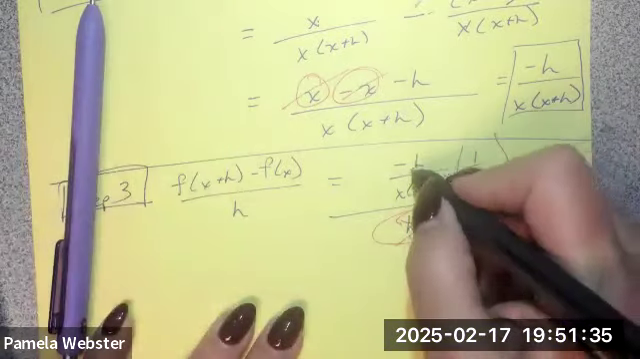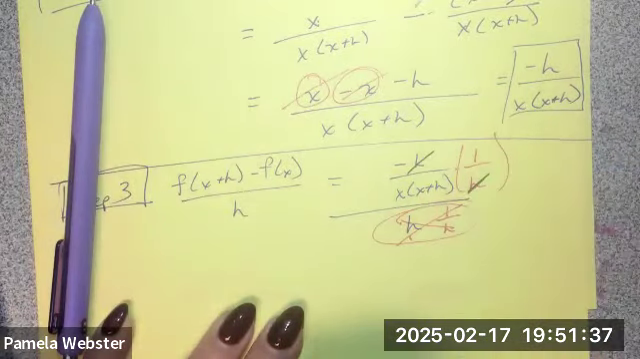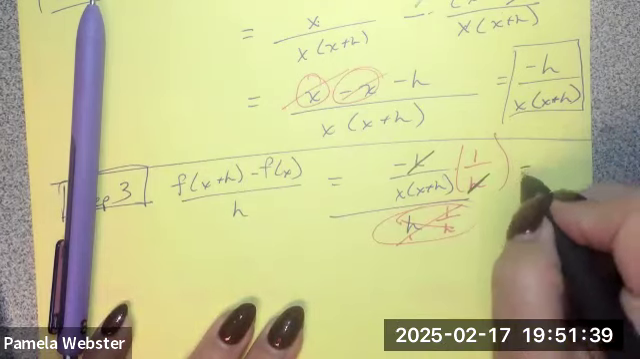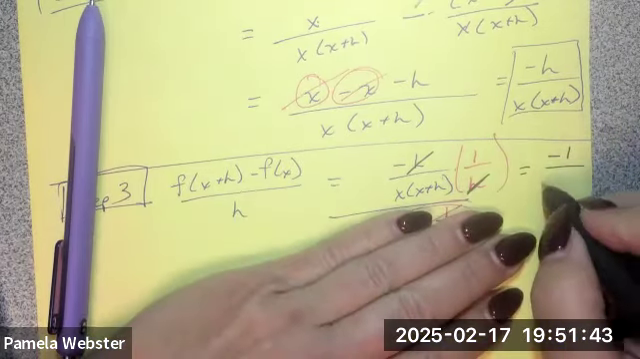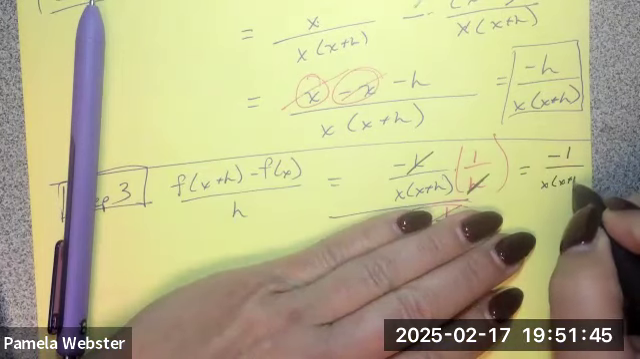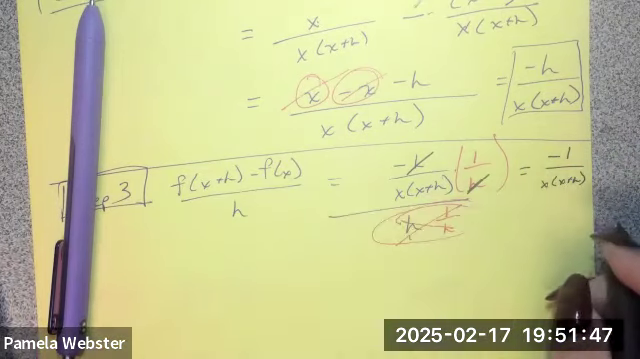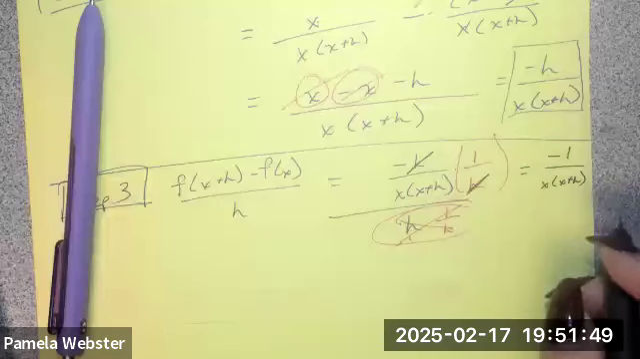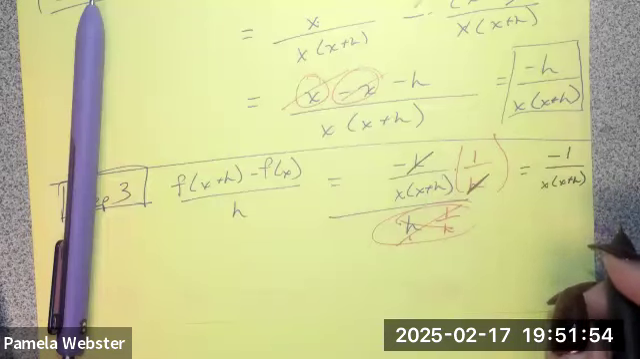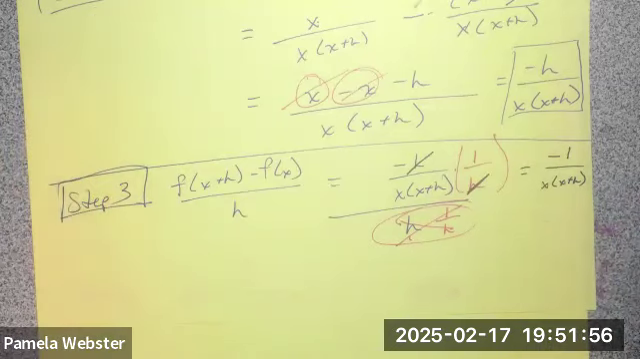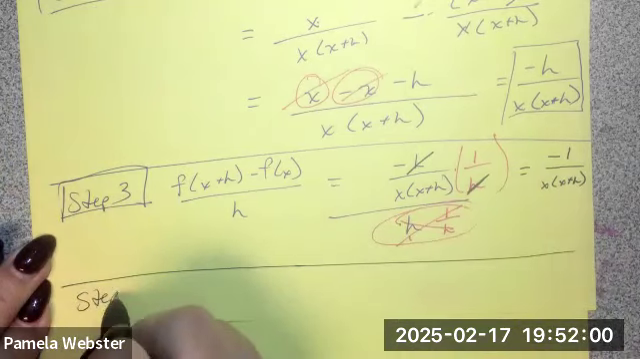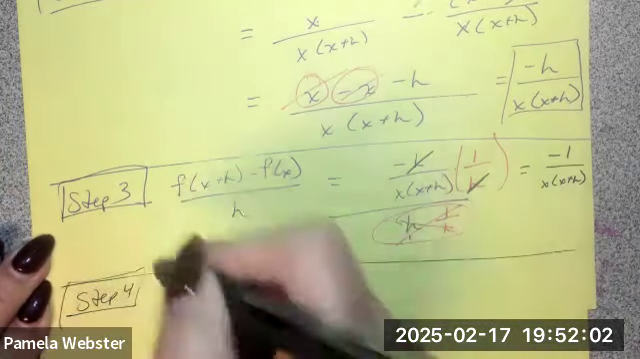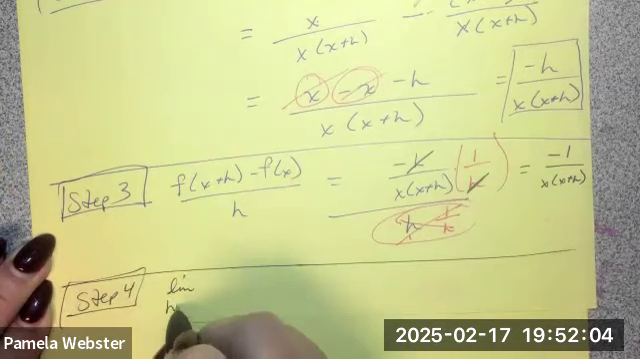So it looks a little bit icky, but hey, look here. Those h's are going to go away. I have a negative 1 on top. This bottom went completely away. x times x plus h, right? Negative 1 over x times x plus h. Okay. And so I can go straight on to step 4, which is take all of that and make the limit as h goes to 0.